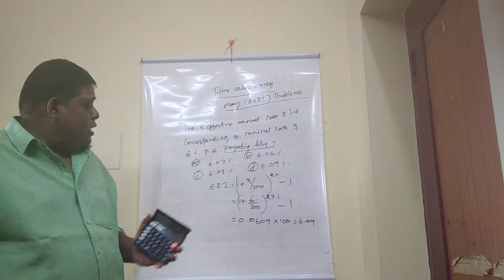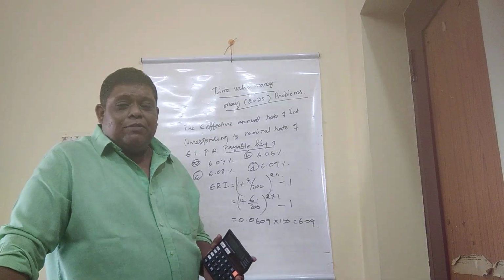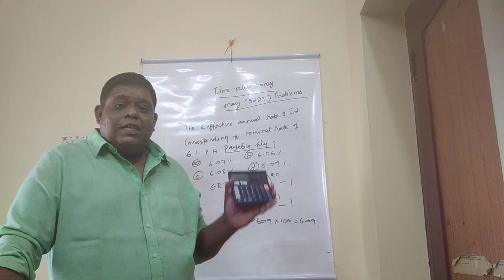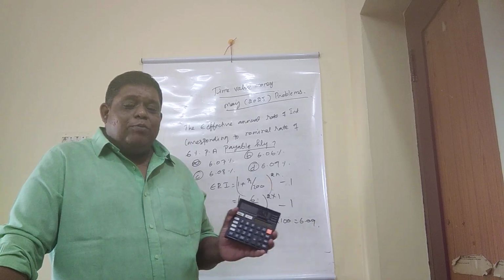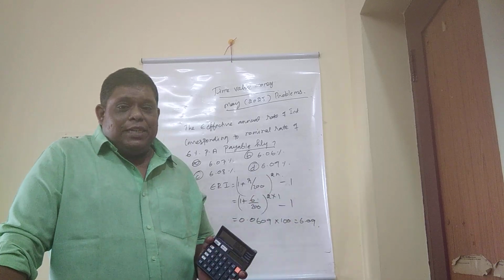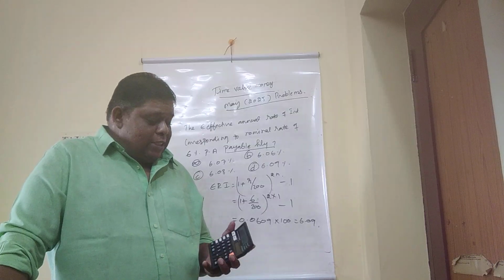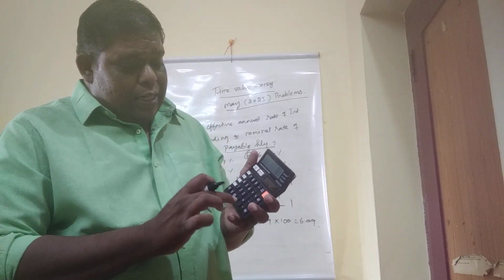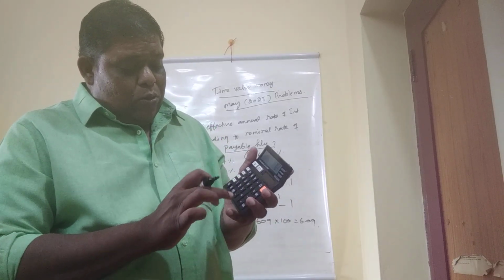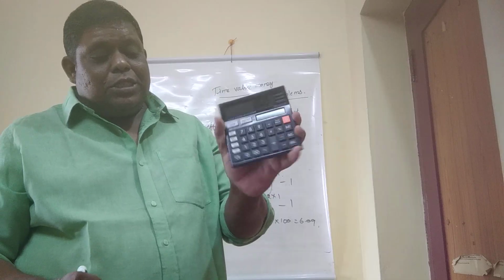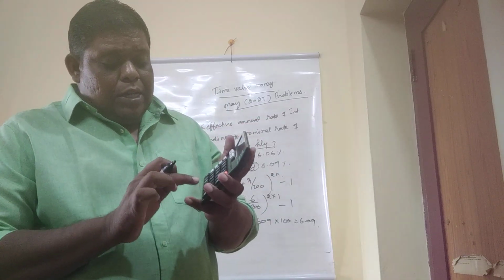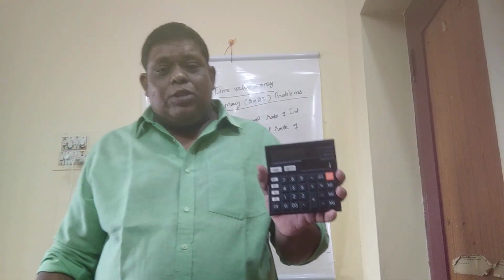The effective interest formula is 1 plus r divided by 100, whole to the power n, minus 1. In other words, compound interest divided by principal; in the compound interest formula the P term is deducted. So 6 divided by 200 plus 1, squared, is 1.0609 minus 1, which is 0.0609. Into 100 equals 6.09 percent.